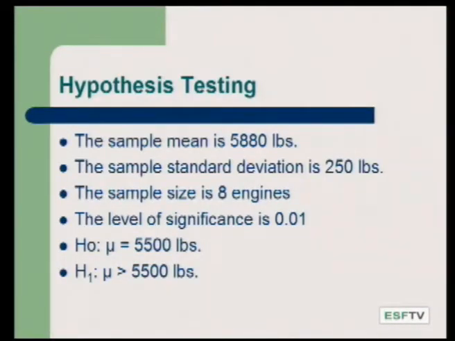So the sample mean is 5,880 pounds. The sample standard deviation is 250 pounds. We have a sample size of 8 engines. The level of significance, which is alpha, is 0.01. Our null hypothesis is that mu is equal to 5,500 pounds. The alternative claim, the claim we're testing, the question we're asking is: is the population mean greater than 5,500 pounds? So let's compute the test statistic.